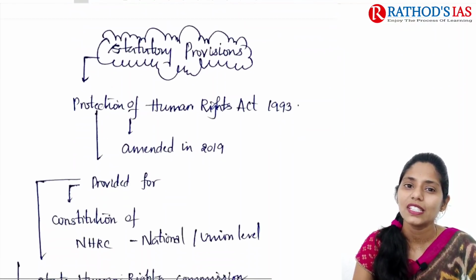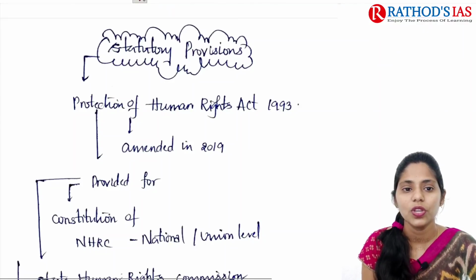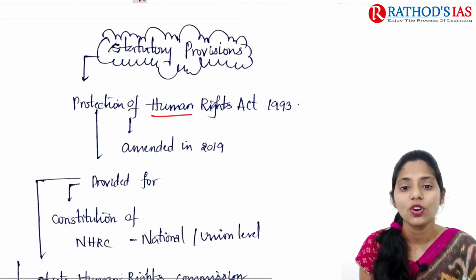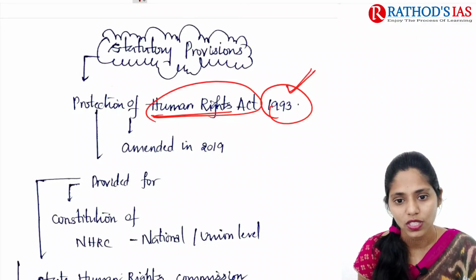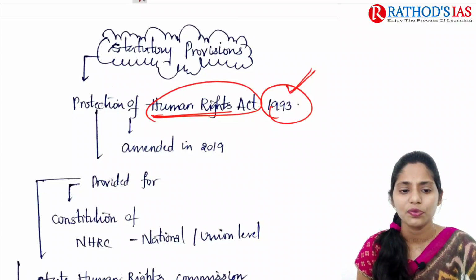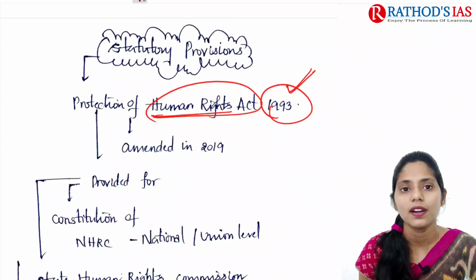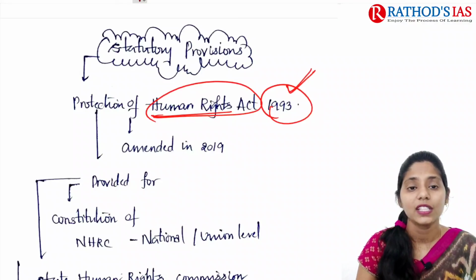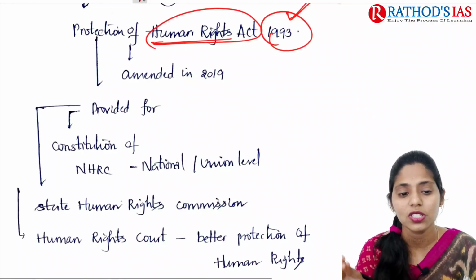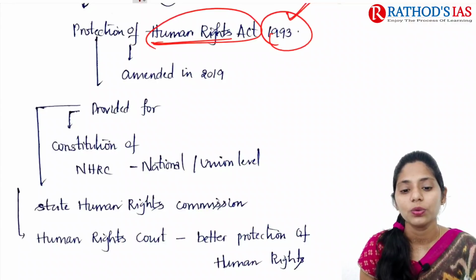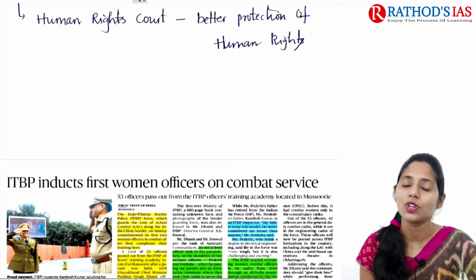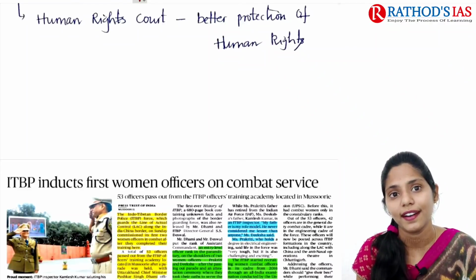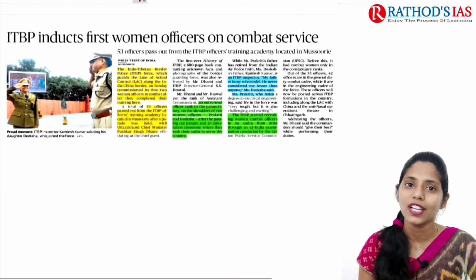Now let us try to see some statutory provisions. In India, we have one important act, that is the Protection of Human Rights Act of 1993, which was recently amended in 2019. This act mainly provides for the constitution of a National Human Rights Commission at the national or union level. We also have State Human Rights Commissions at the state level, and we also have Human Rights Courts, ensuring better protection of human rights. So these are some important constitutional as well as statutory provisions present in India to safeguard human rights. Okay, now let us move on to the next topic.